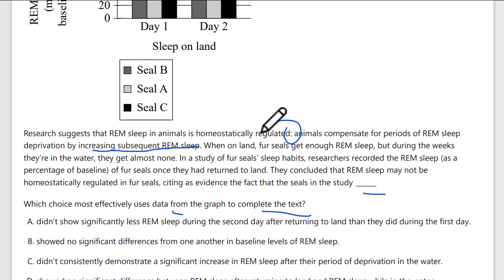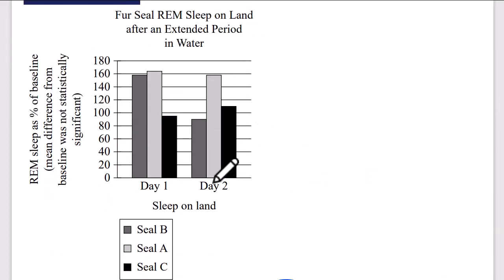Let's go on. They concluded that REM sleep may not be homeostatically regulated in fur seals. So that means the fur seals don't show a lot of REM sleep when they come back to the land, because they would need that to make it up. Citing as evidence the fact that the seals in the study, what would complete the blank? The seals in the study on day 1, their percentage is a lot higher for 2 of them, but not the other. And then on day 2, it's higher for 1 of them, but not 2 of them.